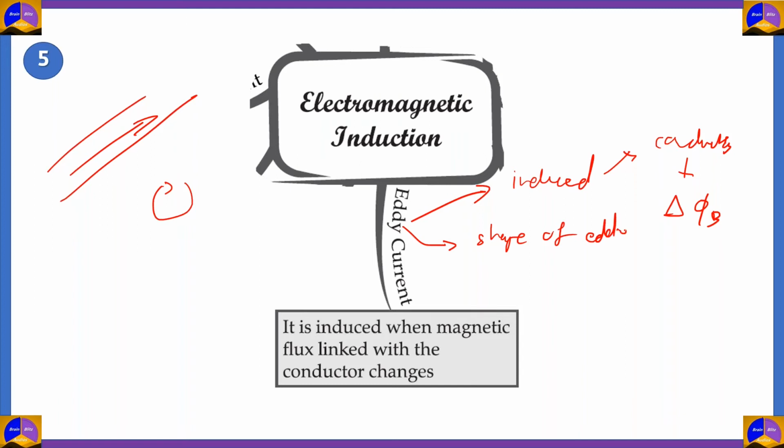Now, eddies are those round motions that water undergoes when it's agitated. So we have patterns of eddies formed of current. Now these eddies are similar to the eddies in water, hence the name eddy current. So eddy currents are induced when the magnetic flux linked with the conductor changes. So in some cases, eddy currents are good, but in other cases, they're not.